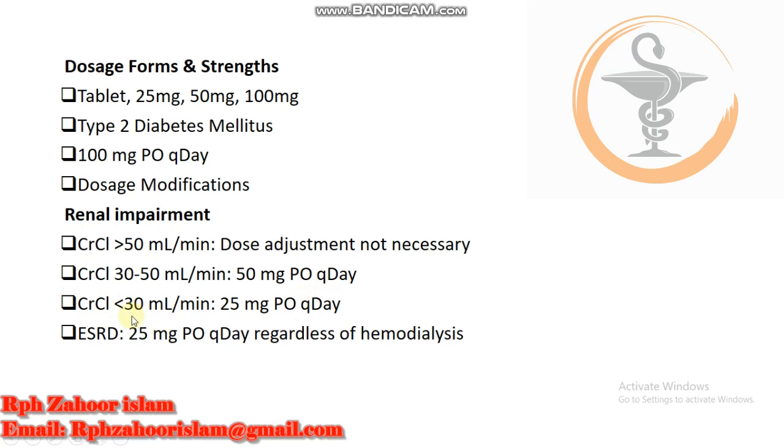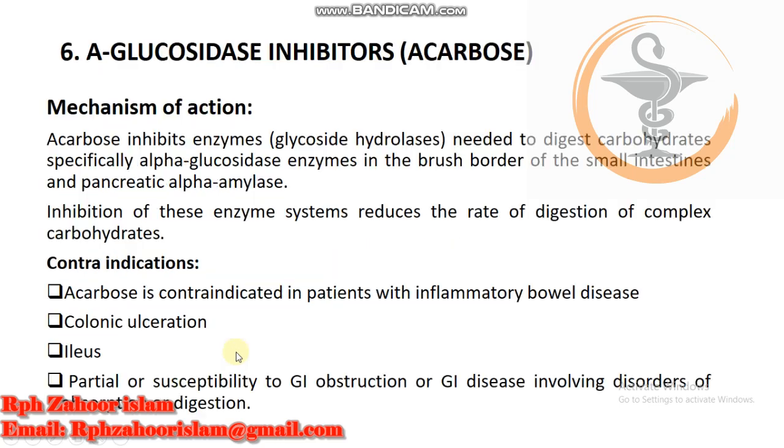If the creatinine clearance is less than 30 ml per minute, then 25 milligram per oral q-day. ESRD, end stage renal disease, in this case 25 milligram per oral q-day, regardless of the hemodialysis. The sixth one, the final, is called Acarbose.